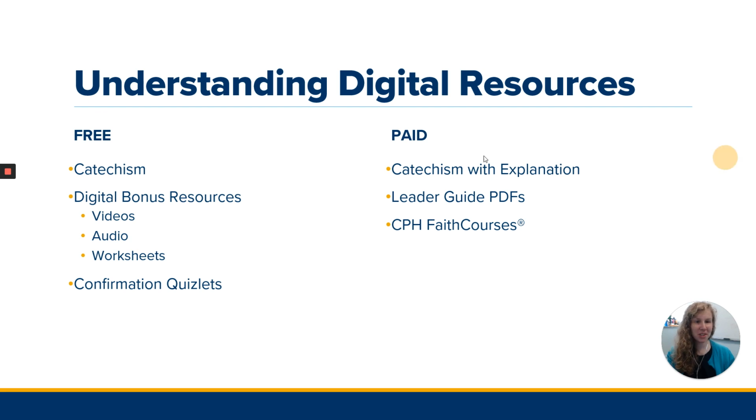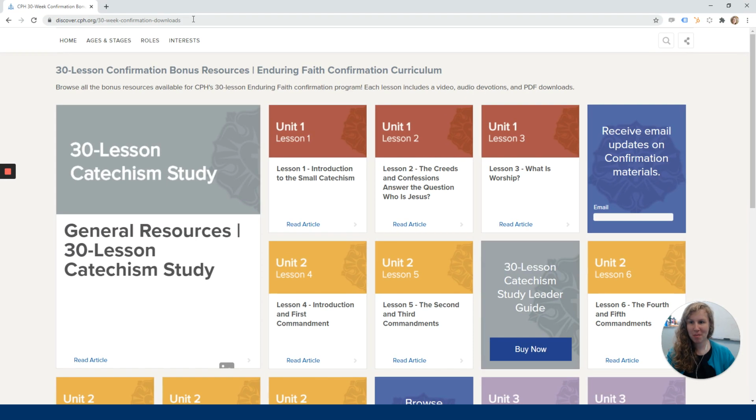I'm going to pull over the Digital Resource Center on my screen. So you can get here by going to cph.org/30lesson, or if you're using the 60-lesson catechism study, you can just do cph.org/60lesson, very easy. And within this Digital Resource Center, it's completely free. There are two main options. There are the general resources, and then there are unit and lesson specific resources. I'm going to walk you through a little bit on both of those today.